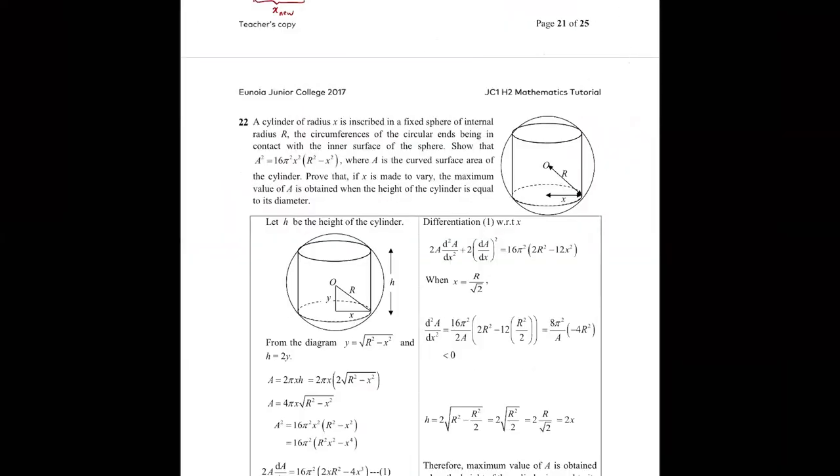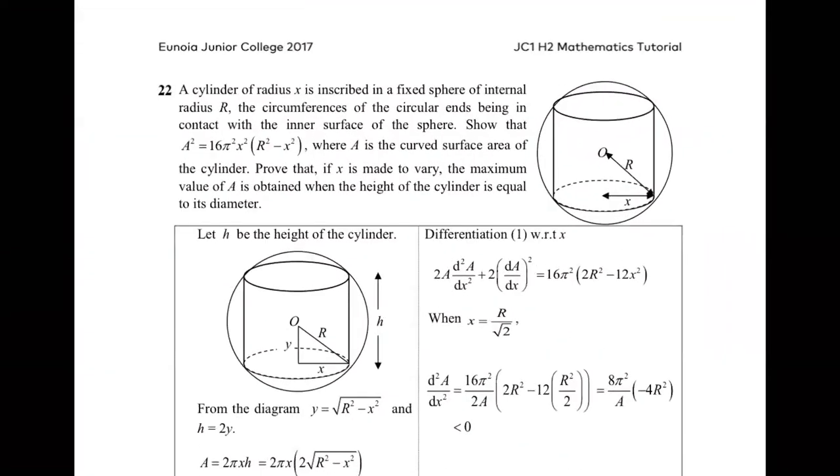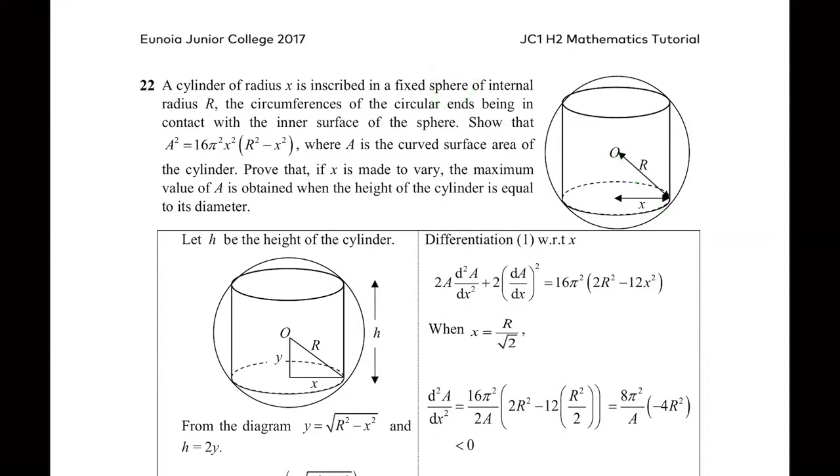Okay, so what we have here is a fixed sphere of internal radius r cm. Then the circumferences of the circular ends being in contact with the inner surface of the sphere, show that A squared equals to whatever. Here the variable is x, r and pi are constants. Where A is the curved surface area of that cylinder. So basically, when they say inscribed, it means that these sides of the circle, can you visualize that they are touching, they are sort of slicing the sphere horizontally, like a plane?